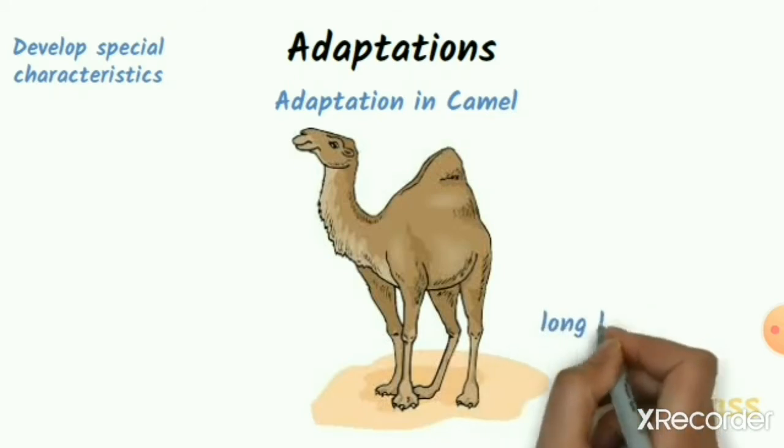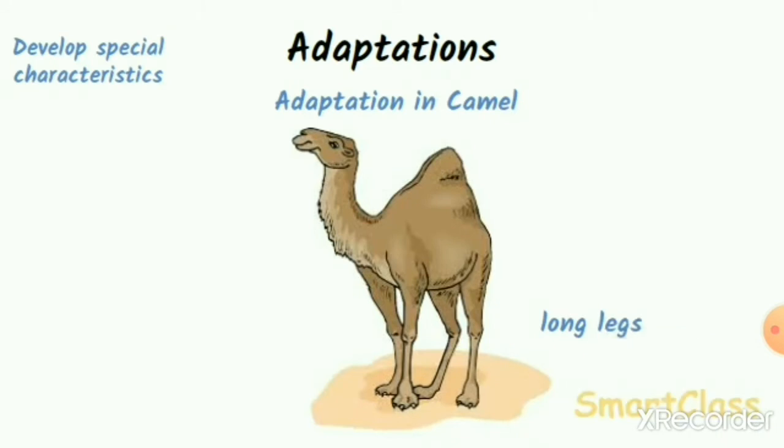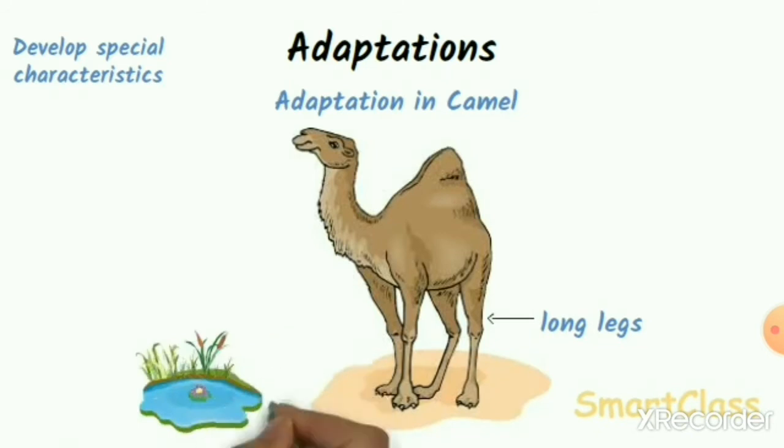The camel has long legs which help to keep its body away from the hot sand in the desert. A camel can drink a large amount of water when it is available and store it in the body. A camel saves water in its body as it passes a small amount of urine.